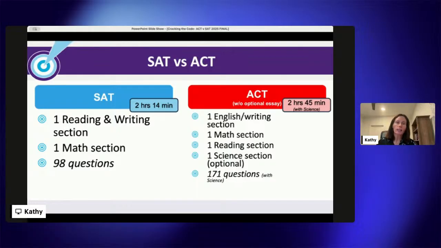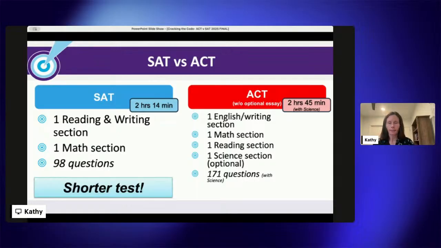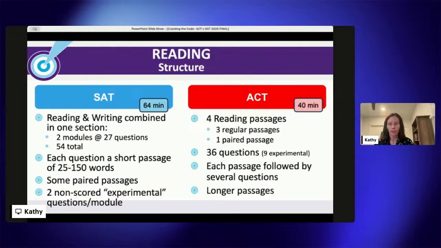Timing, it's still going to be a little bit longer if you elect to take science at 2 hours and 45 minutes. But if you don't take the science, you're going to come in at just over 2 hours. So comparable in length there. SAT is still overall a shorter test, certainly in terms of number of questions.